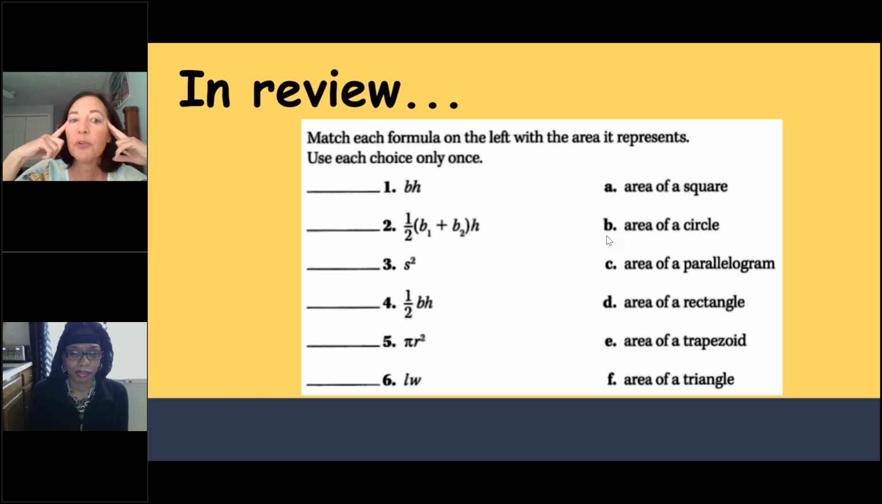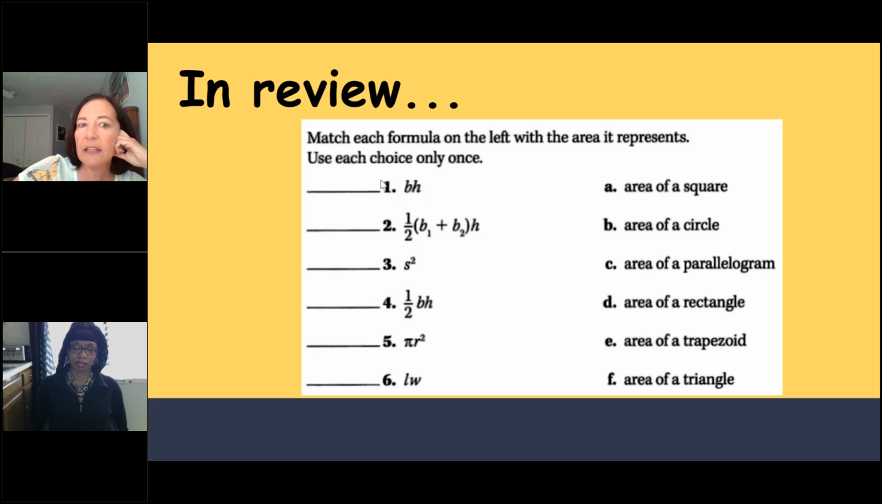Okay. So let's do number 2. 1/2 of base 1 plus base 2 times the height. What's that the formula for? Now that's the one I want to say right when you got on. Oh no, you came on right when we were doing the circles. Oh, that one's going to be tough. Okay, so I'll go ahead. That one is going to be the trapezoid. So we'll start back up here.